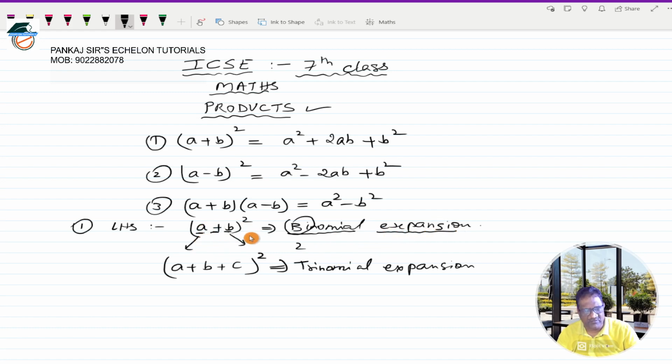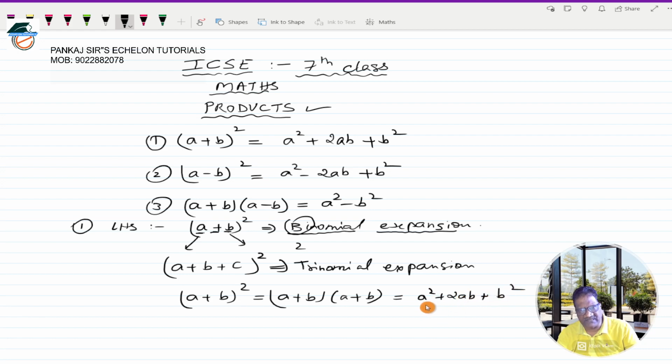Because when you try to find the answer, the right hand side of this a plus b the whole square, the product of this will be a plus b times another a plus b, and this would work out to a square plus 2ab plus b square. Can you see the right hand side has expanded? Now it has three terms. First term is a square, second term is 2ab, and third term is b square. So expansion has taken place, and that is why a plus b whole square is in general known as a binomial expansion. Even a minus b whole square can be called a binomial expansion.